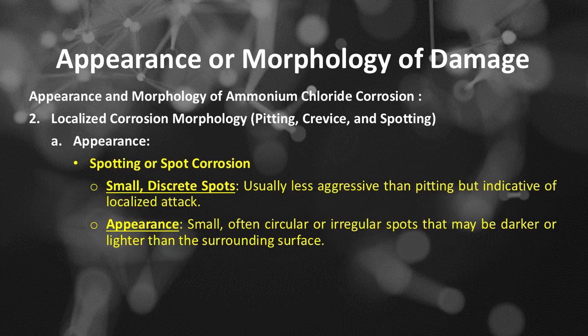Spotting or spot corrosion. Appearance of local corrosion morphology: small, discrete spots, usually less aggressive than pitting but indicative of localized attack. Appearance: small, often circular or irregular spots that may be darker or lighter than the surrounding surface.